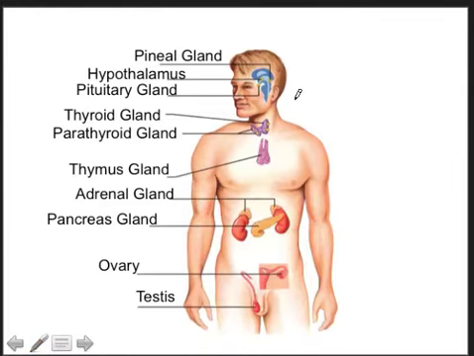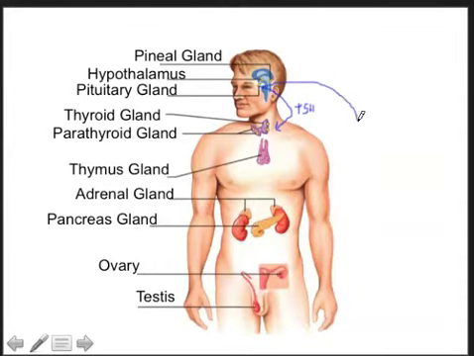One of the hormones that are produced by the anterior pituitary is a hormone called thyroid stimulating hormone, or TSH. And what that does is that tells the thyroid gland to produce its hormones. Its hormones are thyroxine and another hormone called T3. Another set of hormones that are produced by the anterior pituitary is called ACTH.